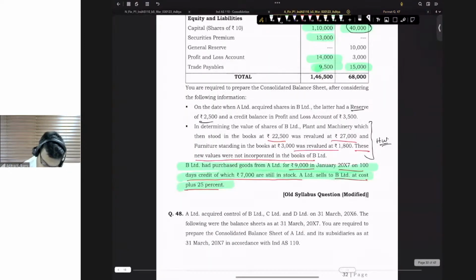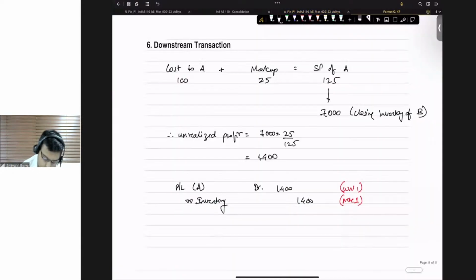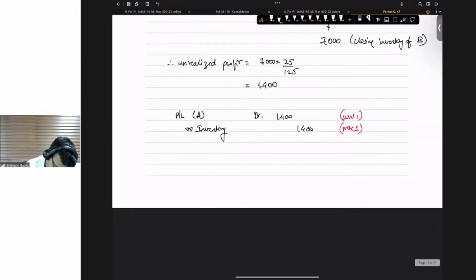Additionally, there is one hidden adjustment. Purchased goods on 100 days credit in January. That means the payment will become due only in the month of April. That means as on 31st March, these balances are outstanding. So we will have to eliminate those balances. We cannot have balances between the companies. So we'll just write that as a note.